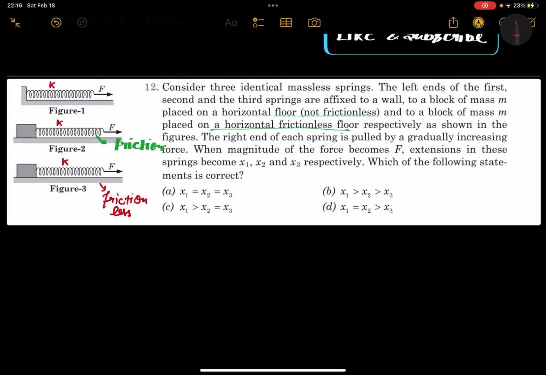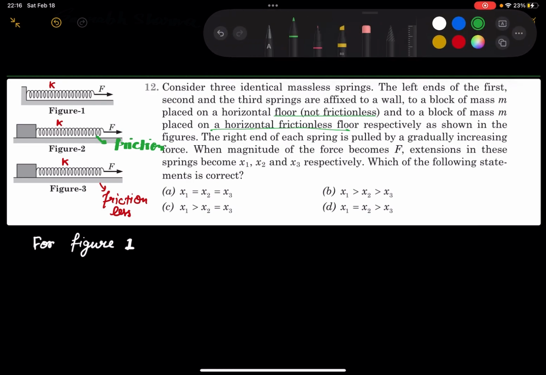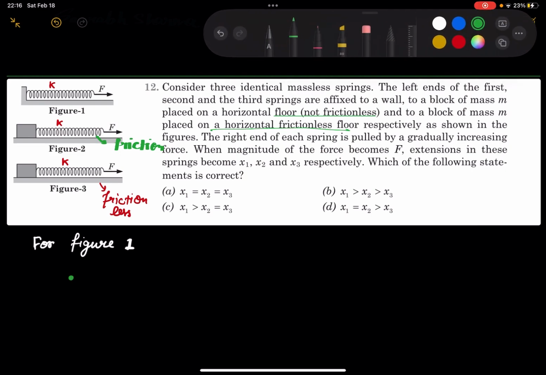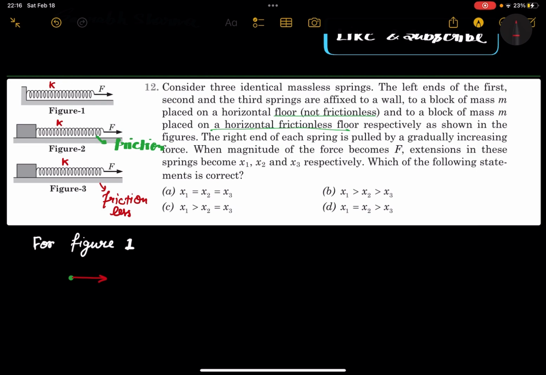So for figure 1, suppose the extension in the spring is x1. Then you can say that one force F is acting, and because of the extension in the spring, a force kx1 is generated. I tell you, at both ends of the spring, kx1 is acting. So at this end and at this end.